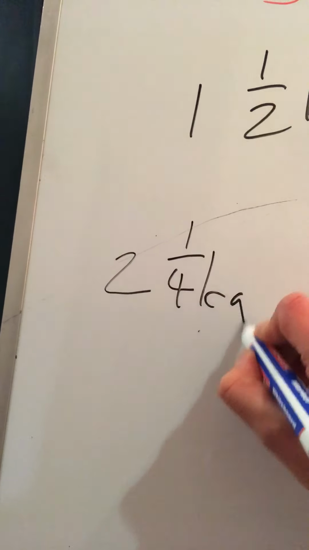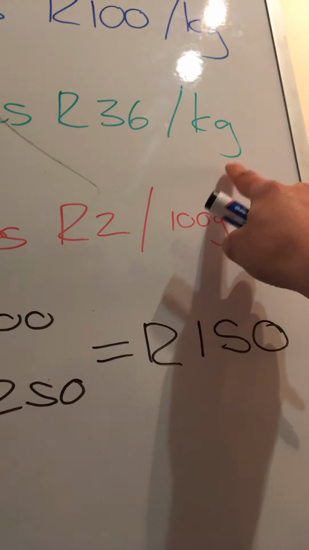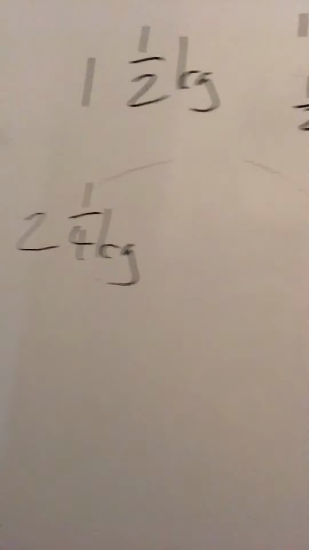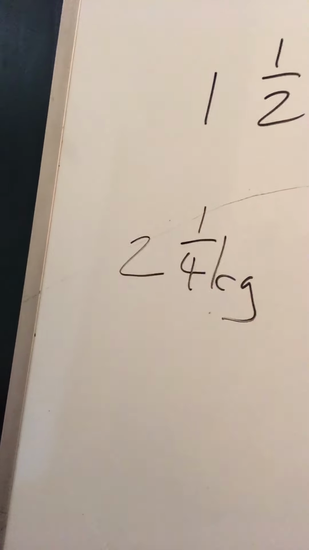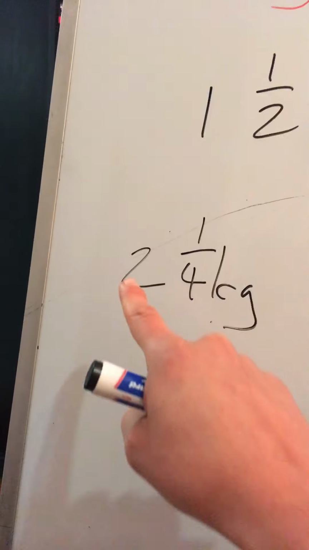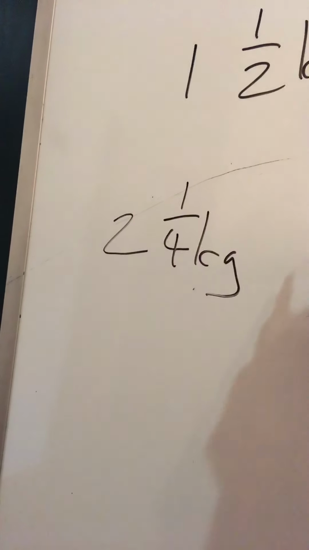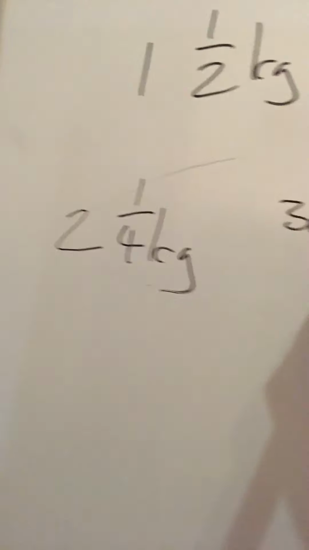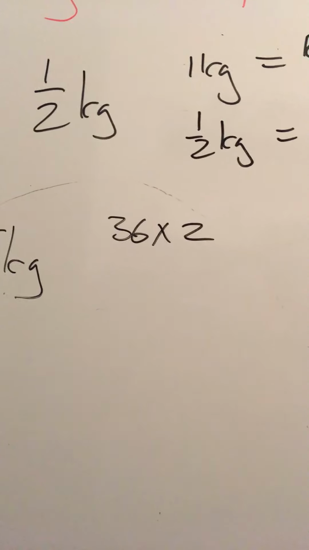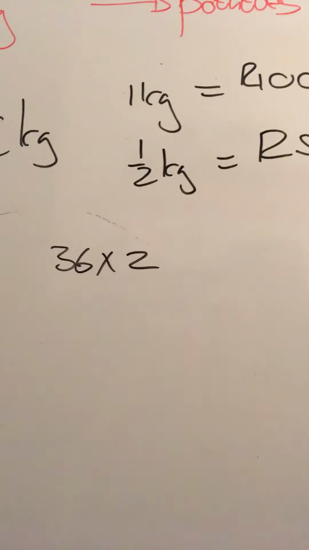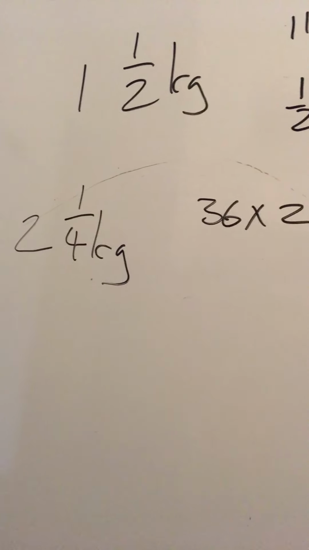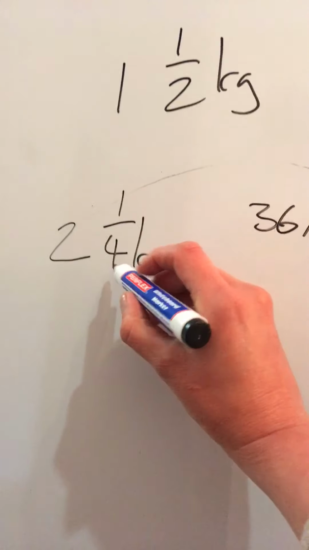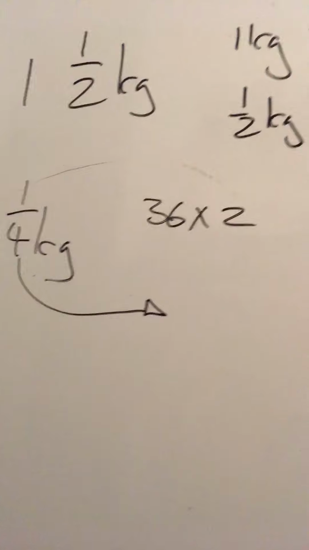2.25 kilograms. Okay. It's 36 Rand per kilo. So we're still working per kilo. So that means 1 kilo costs 36 Rand. 2 kilos then costs 36 times 2. And then the last part is, how would we work out the quarter?